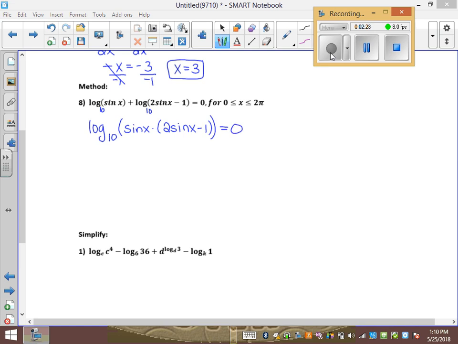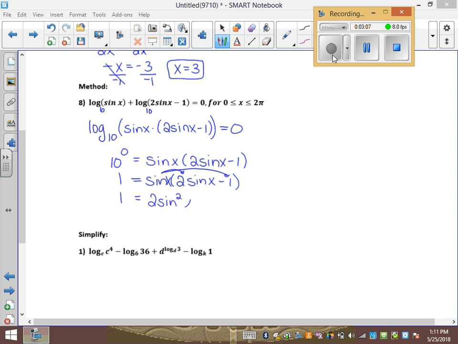Now we don't know what's beside the log. So when we don't know what's beside the log, we convert to exponential. We get base 10 to the 0 equals sine x bracket 2 sine x minus 1. 10 to the 0 is 1, so 1 equals sine x bracket 2 sine x minus 1. Because it's not equal to 0, we have to remember to expand it to distribute. So we get 1 equals 2 sine squared x minus sine x.